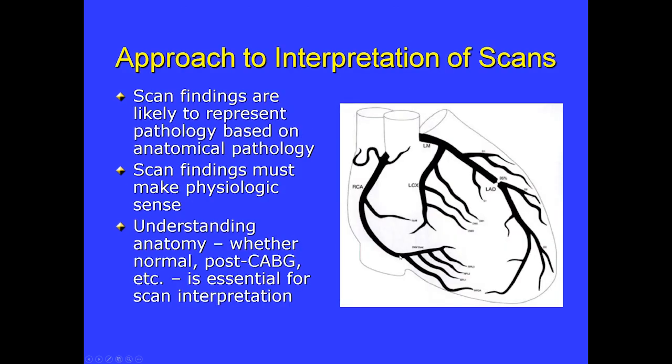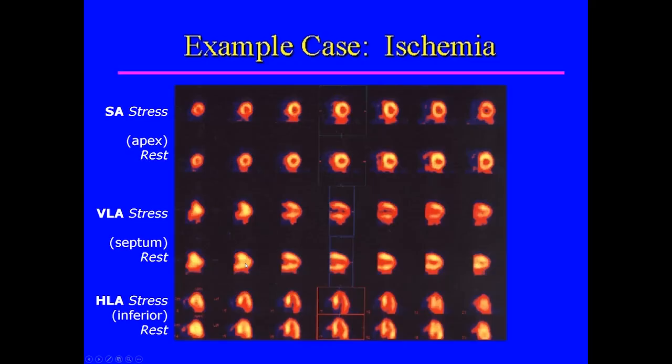Now, one of the important approaches in interpreting scans is that they have to make some sort of physiologic sense. For example, here's a patient with a mid-LAD stenosis. So you would expect that this should result in ischemia distal to the LAD and not in other vessels. And again, if you are seeing issues in other vessels, it may only be related to the LAD if there's some sort of aberrant coronary vascularity, or there's been some CABG that has changed things around. So that is essential for interpretation because it helps you separate what may be real from artifact.